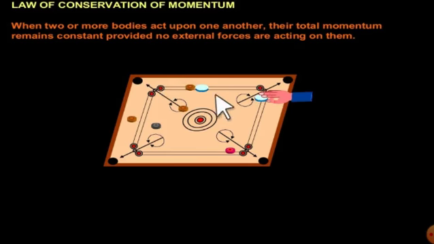Now take one coin here, another coin here, like this, okay? When you try to strike this coin with the striker, these two will collide like this, no? So before collision, what was the momentum? The sum of momentum. After collision, what will be the total momentum?